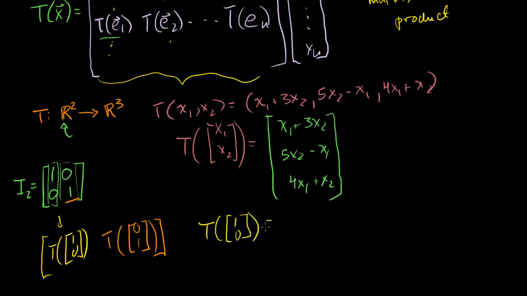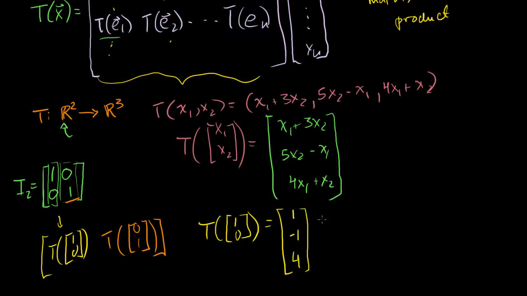But what is T of the vector 1, 0? Well, we just go here and construct another vector. We get 1 plus 3 times 0, which is 1. Then we get 5 times 0 minus 1, so that's minus 1, since x2 is 0 in this case. And then we get 4 times 1 plus 0, so that's just 4. So that's T of 1, 0.